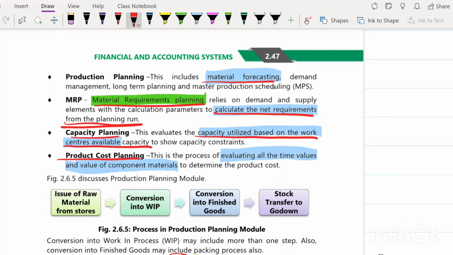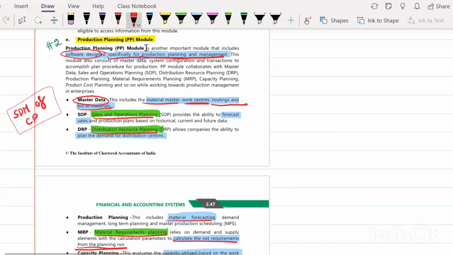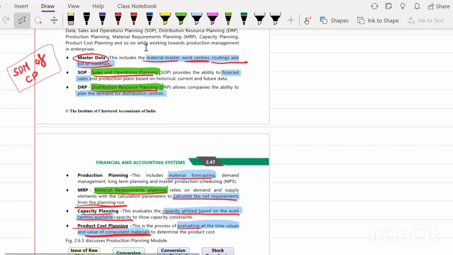Finally there is product cost planning, because once you produce a product, you will incur cost in producing it, correct? So you have to evaluate and value the component materials. That means you have to determine how much the product should have cost you. Okay, so this is all in relation to the production module. First you consider the master data, then sales forecasting, then distribution center forecasting, then material forecasting, then you calculate what net requirements will be there and how much capacity you will be able to utilize, and finally what the product cost should be.